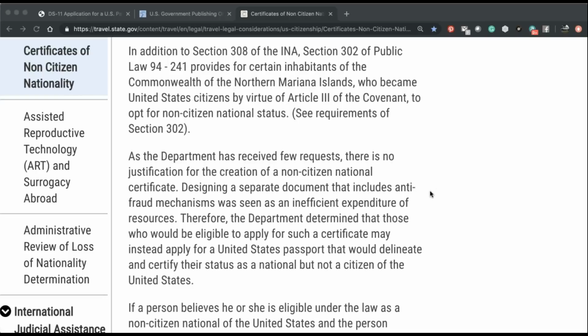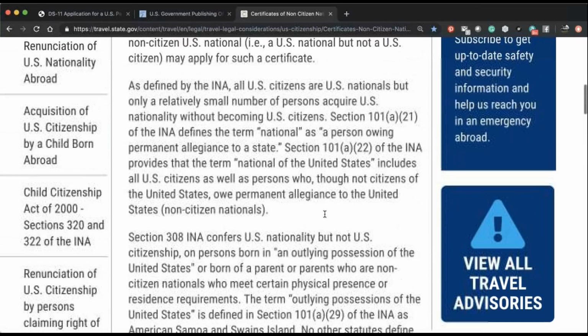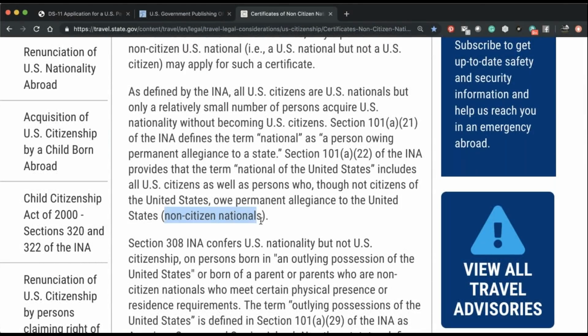Did you notice that trickery? Did anybody catch the trickery? Y'all didn't notice it? It switched up. It says national, basically saying national. Then they went to delineate and certify their status as a national but not a citizen of the United States. So what I'm trying to tell you is this is what you want right here, because it's very specific. It's saying you're a national, but you're not a citizen of the United States. And up in the top paragraph, it told you that the national is someone who owes permanent allegiance to the United States.